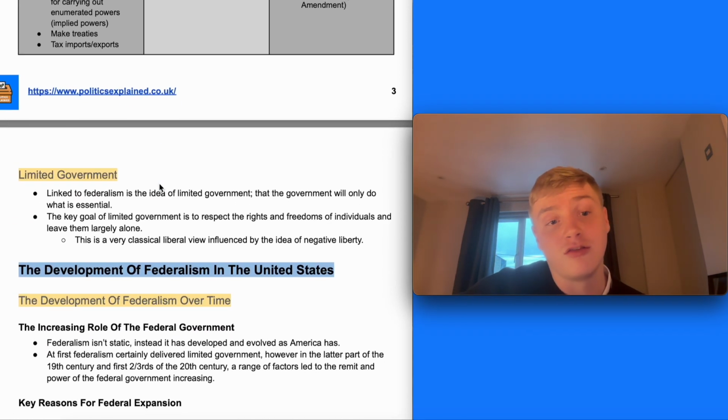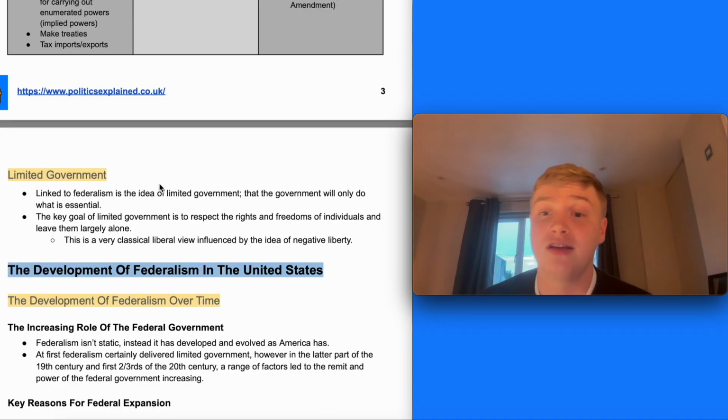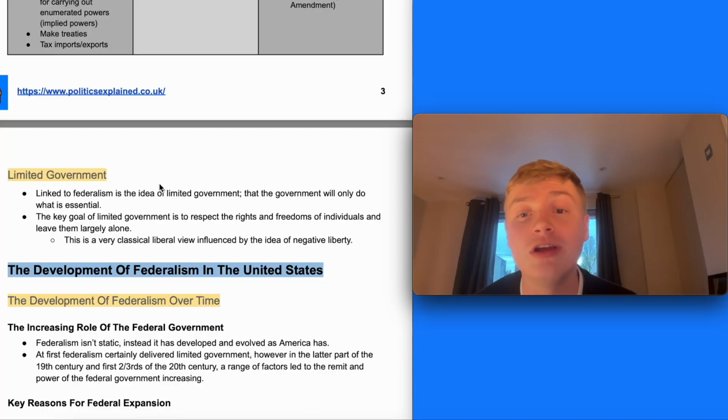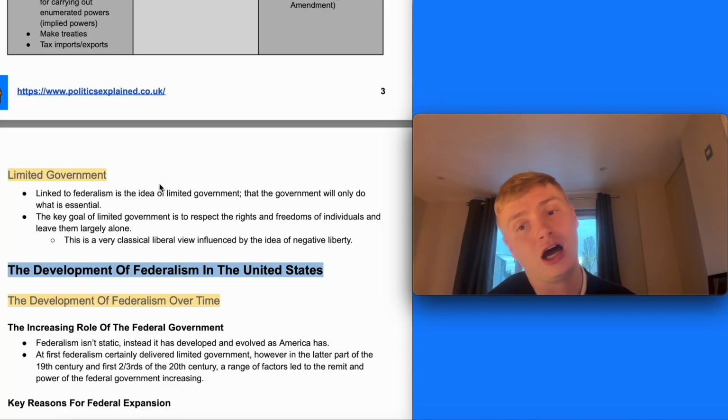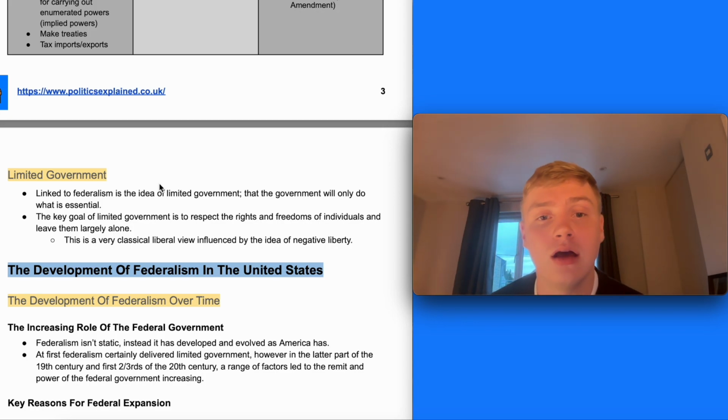Limited government is linked to federalism. So this is another principle of the US Constitution. And this is the idea that the government will only do what's essential. So it's a really key classical liberal idea, which really influenced the Founding Fathers when they were drafting the US Constitution. And the key goal of limited government is to respect the rights and freedoms of individuals and leave them largely alone.